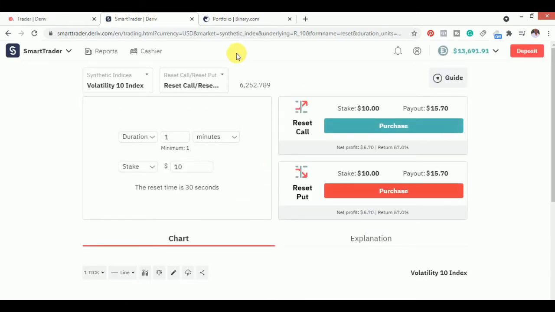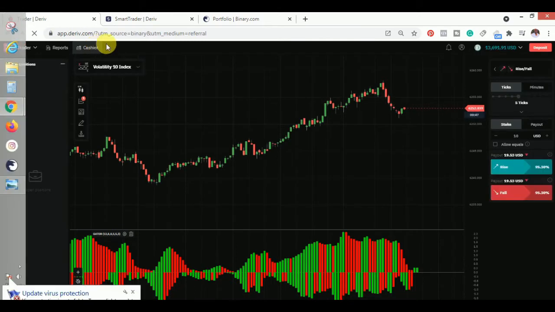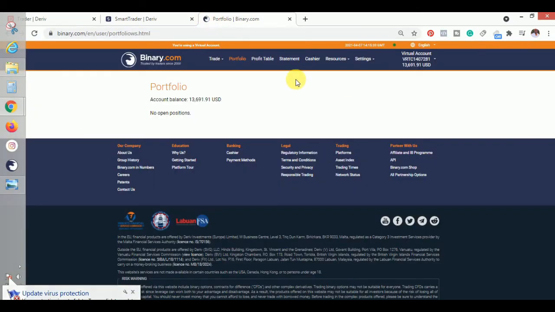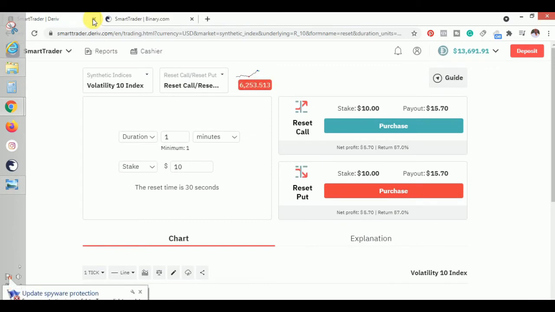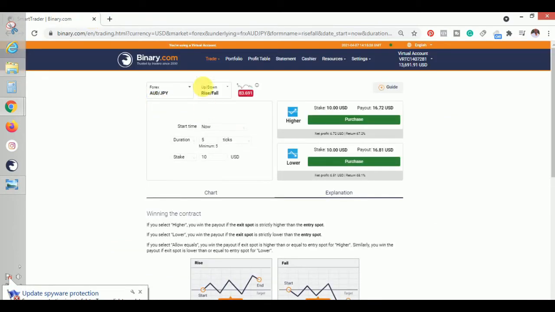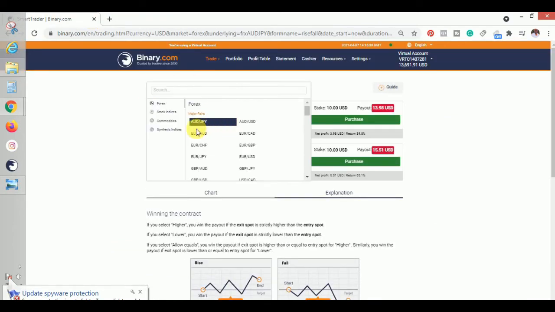Okay, I'm no longer finding this funny, so we'll have to move over to binary.com mainly, because I don't like the fact that this DERIV keeps on refreshing on its own. It's not funny. It closes the trade. All right, so let's go back to binary. Okay, I have to close down the entire DERIV platform.